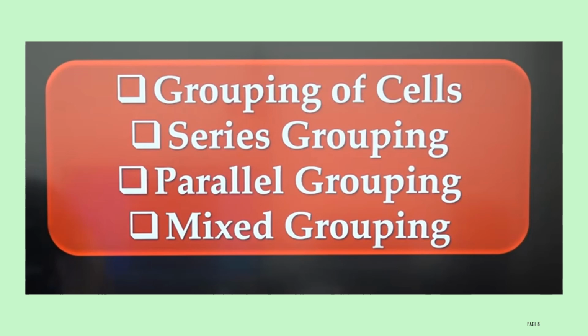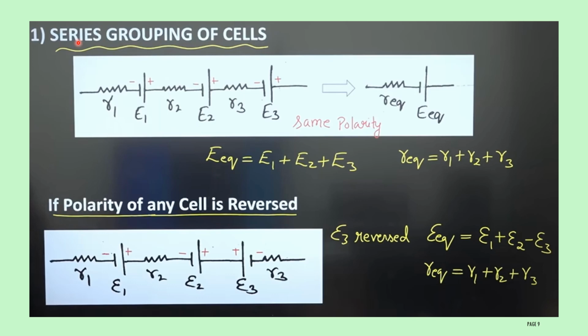Let us discuss in detail grouping of cells: series grouping, parallel grouping, mixed grouping, one by one. Let us consider first the series grouping of cells. Here the cells are connected in series. Series means the cells are connected in a row, next to each other in a single row. Here each internal resistor is given by R1, R2, R3. Here you have 3 internal resistors.